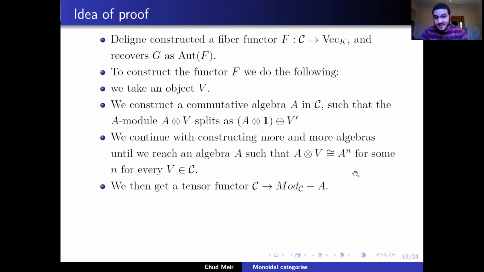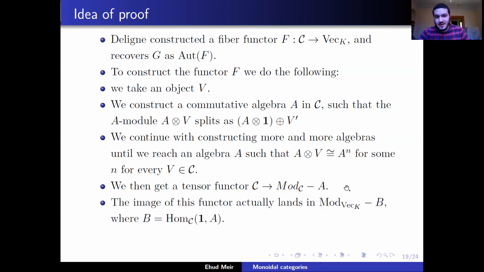Good thing is that just by taking this now very big commutative algebra in C, we get this kind of induction functor from C to mod-A in C. But in fact, the image of this functor lands in a much smaller subcategory of mod-A. It lands in a subcategory of modules over some concrete algebra, where this algebra is the algebra B of Hom_C from the unit object to A, which also carries an algebra structure by the multiplication in A.